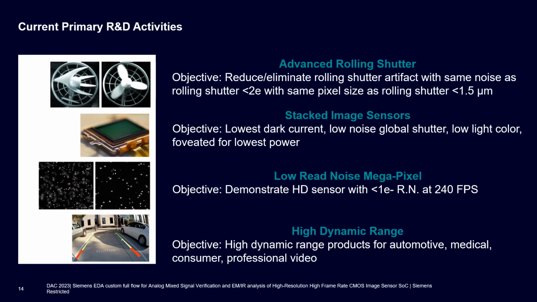Here are some of our primary R&D activities. We are doing advanced rolling shutter design. Stacked image sensor design is one of the hot topics these days. Here our target is to achieve the lowest dark current and low noise global shutter performance. Apart from this, we are actively working on reducing the read noise of sensors to be less than 1 electron and having very high frame rate at the same time. One of the most important focus areas is to achieve high dynamic range, particularly for automotive, medical, and prosumer applications.